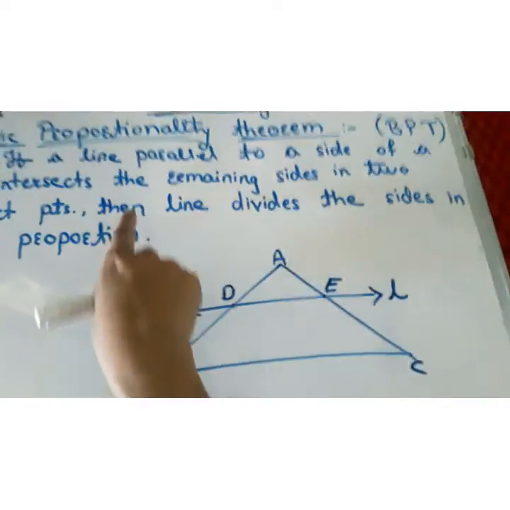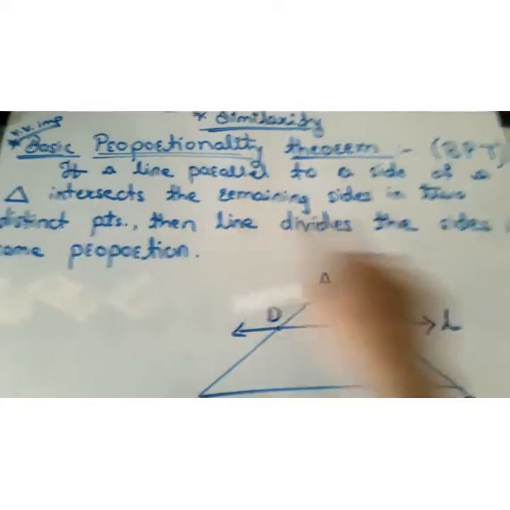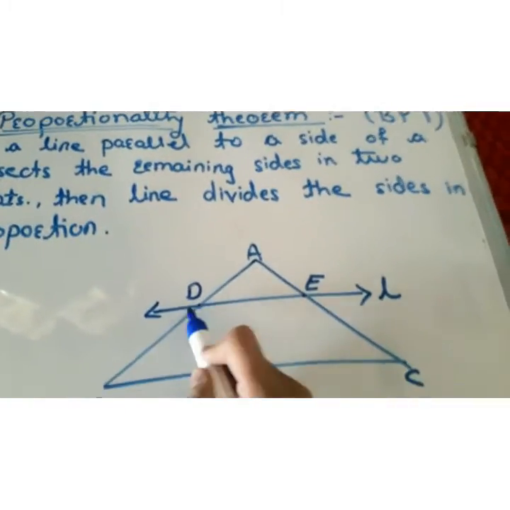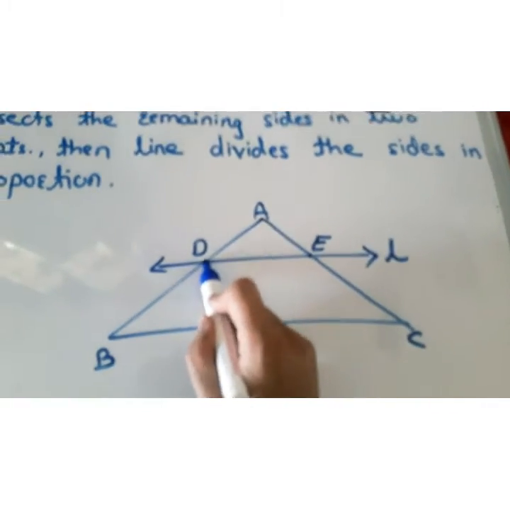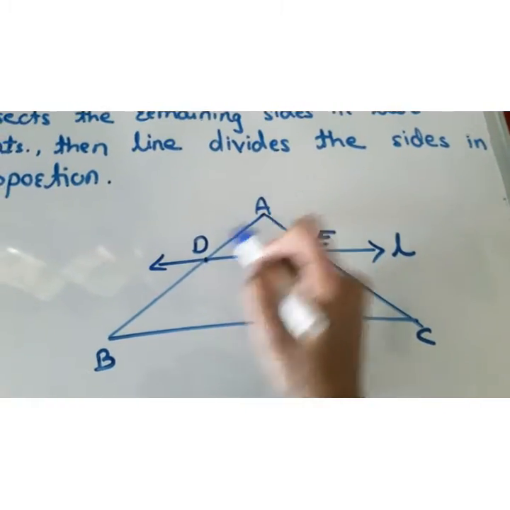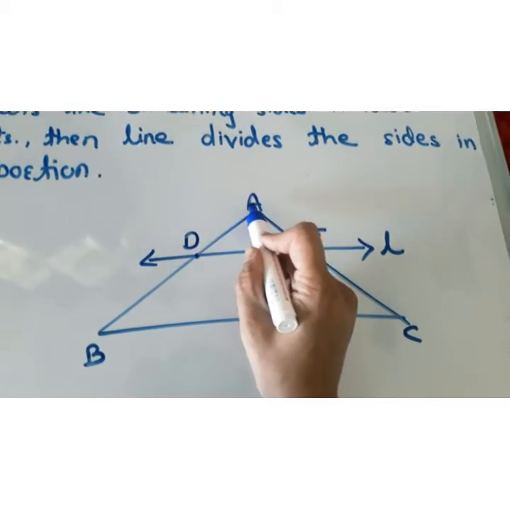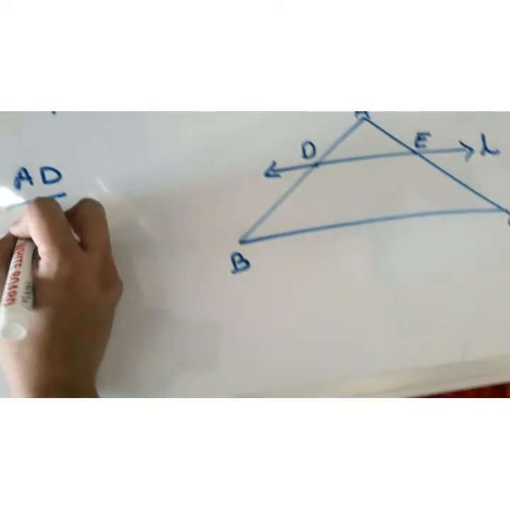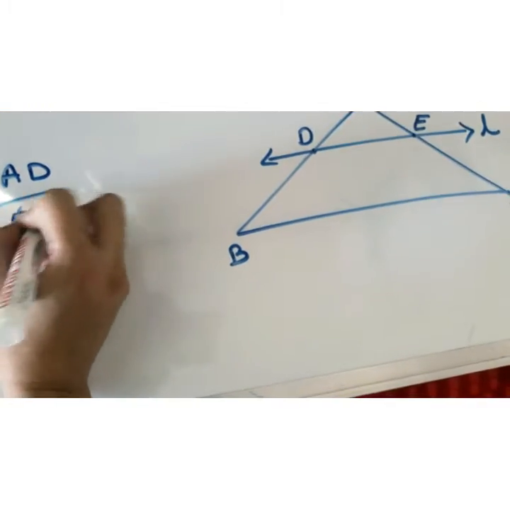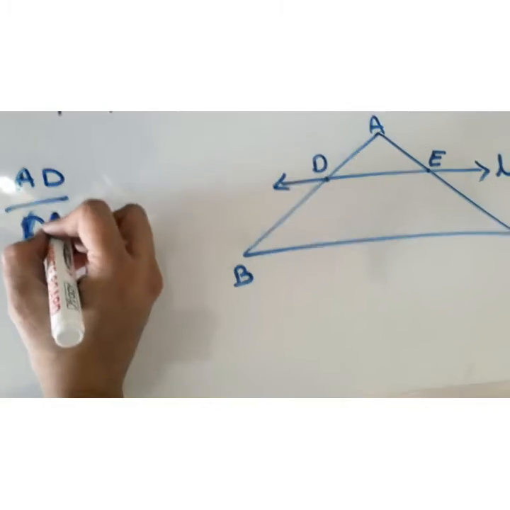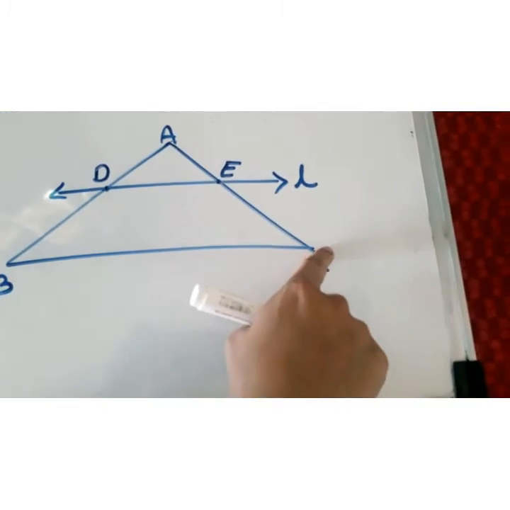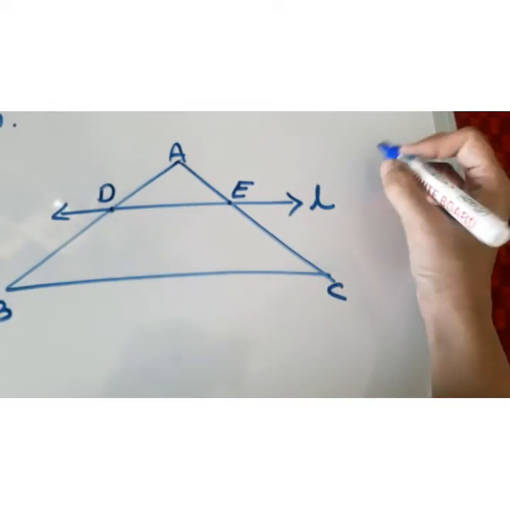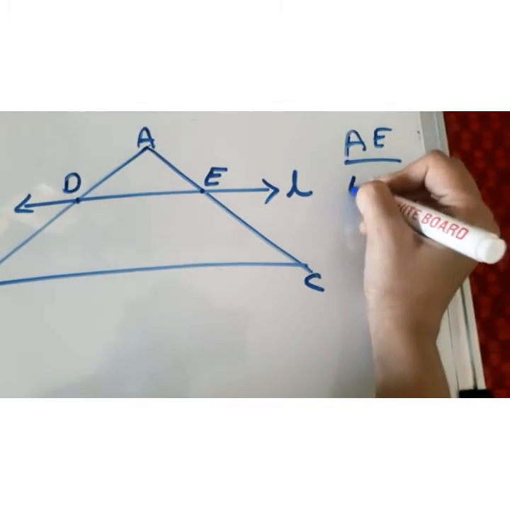Then what happens? Then the line divides the sides in the same proportion. This line L intersecting AB in D means this point D is dividing this AB in the ratio AD upon DB. Ratio, or you can say proportion, both are the same. And for this side AC, E is dividing AC in AE upon EC.